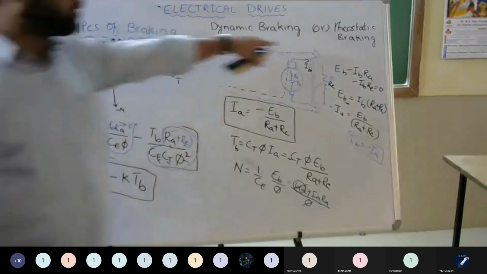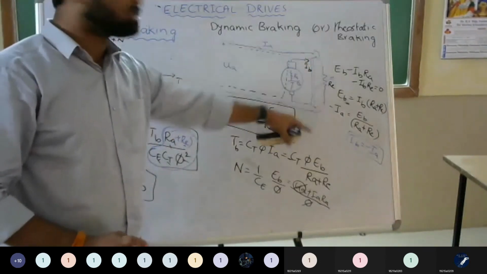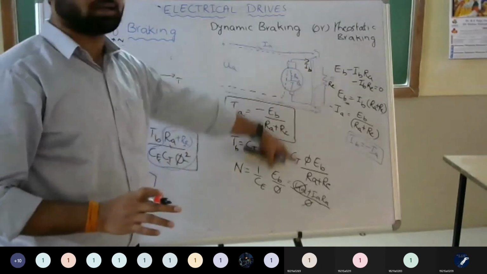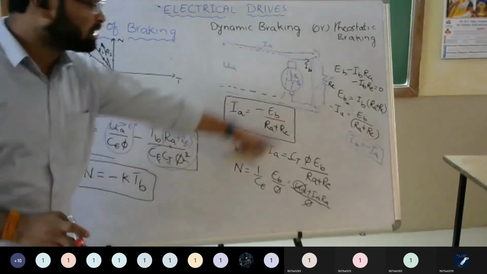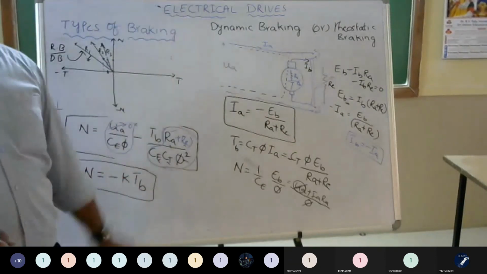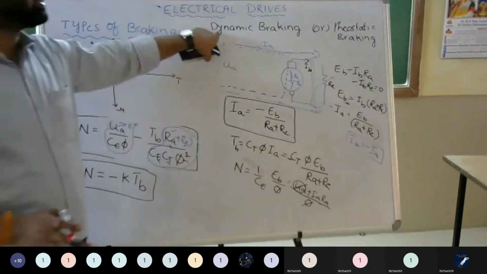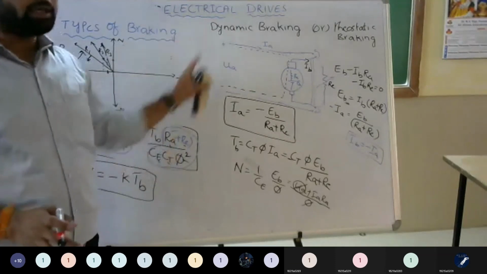So why are we going with these speed torque equations? Now you people may understand. While braking, to know how much resistance to use, you have to know the speed torque equations of the particular motor. So this one is dynamic braking, or rheostatic braking. Any doubts on this one?